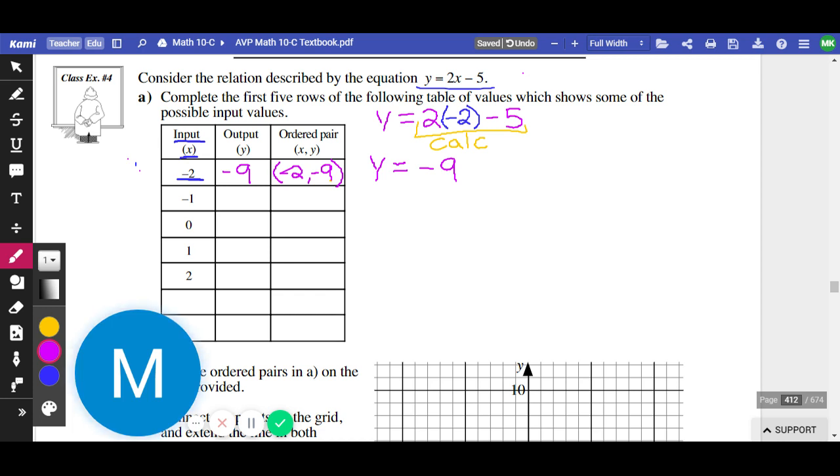We'll do another one here. Our input value is now -1. So I go back to my original equation. I go y equals 2, instead of x, I put -1 and then -5. I now have an output value and something I can calculate. So I'm going to put this in my calculator.